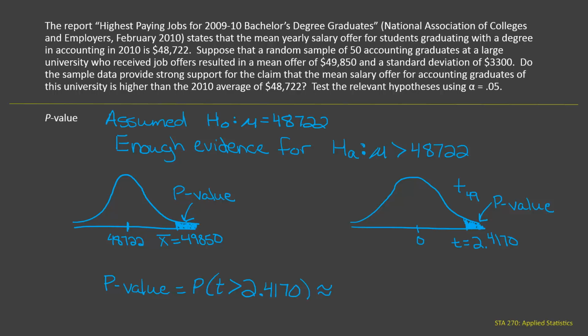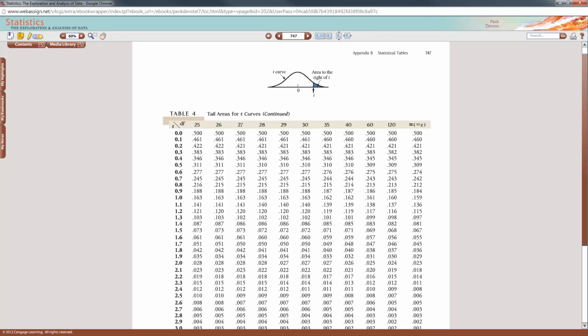So if we go ahead and pull up our table here, here's our tail areas for t-curves. Our t-test statistic was 2.4170. This table doesn't go quite to that precision, so we're going to round to 2.4. Our degrees of freedom was 49. It doesn't have 49 degrees of freedom here, so we go to the one that's closest, 40 degrees of freedom. 40 degrees of freedom down here to 2.4, we get a tail area of 0.011. And it's important to go up here at the diagram at the top and note that it's giving us the area to the right of t equal to 2.4, and that is exactly what we want.